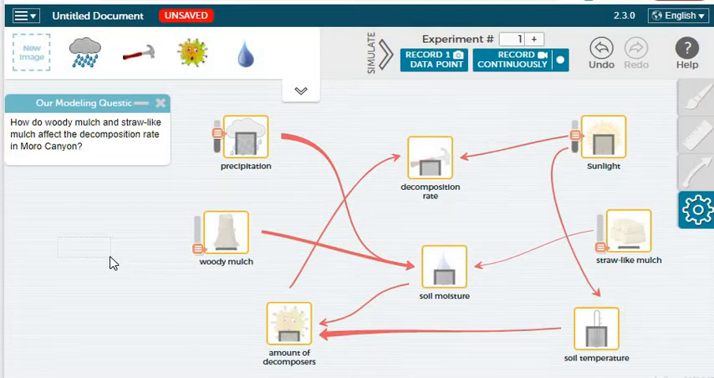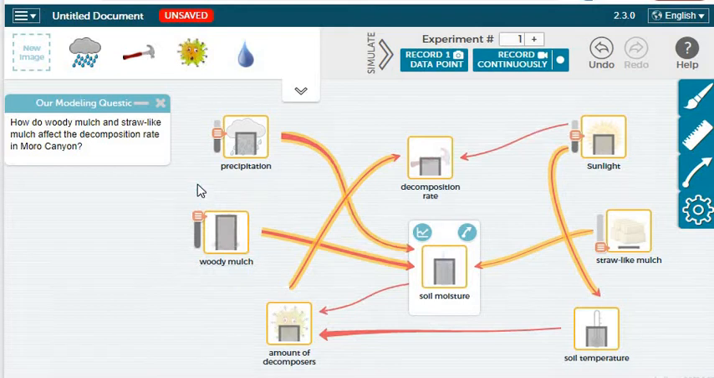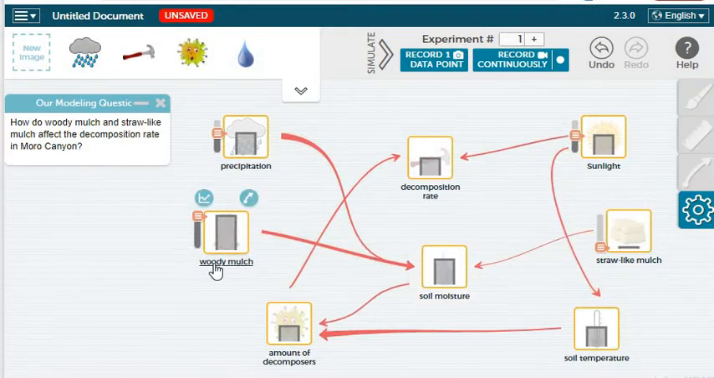So to start with, I want to test what happens with my two types of mulch. Let's start by moving the slider bar for straw-like mulch down to 0, which I have it here. And then let's move the slider for woody mulch all the way up. So this is basically saying we're not using straw-like mulch, but we are using woody mulch.